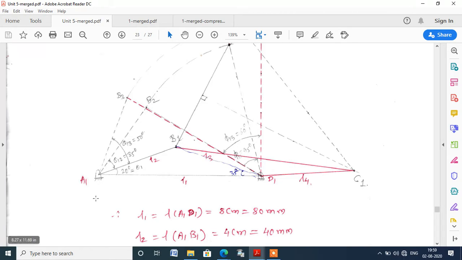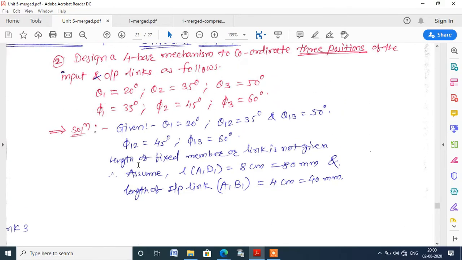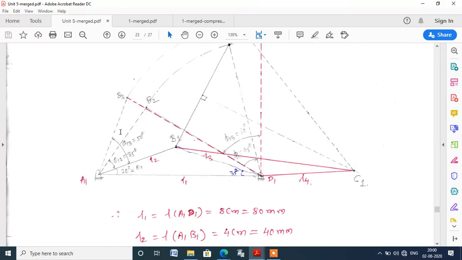Now this is L1. Then draw length A1 B1, that is L2, 40 mm, with angle theta 1 given as 20 degree. Whatever angle is given we have to take. If the angle is not given, then you have to assume any angle. Now 20 degree is given, so with reference to A1 D1 we have to take 20 degree. Correct.